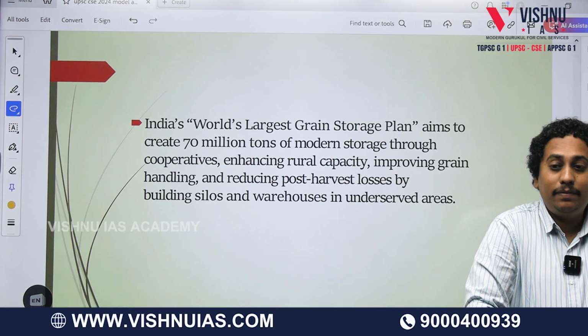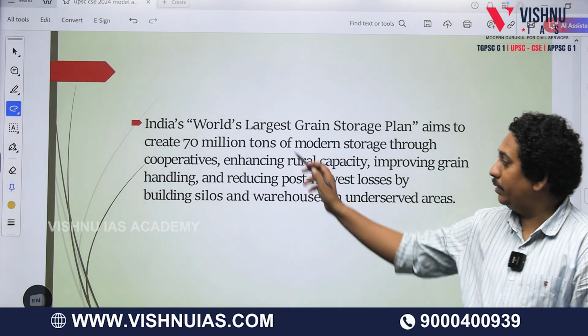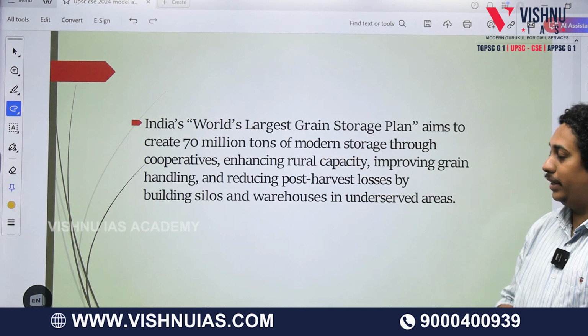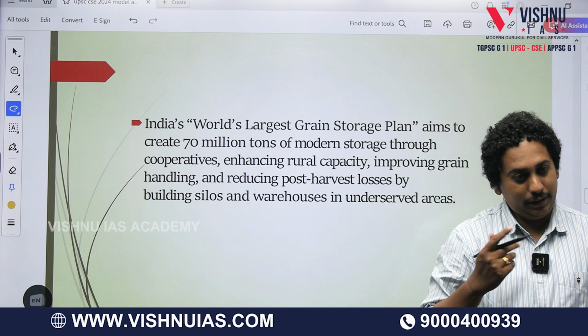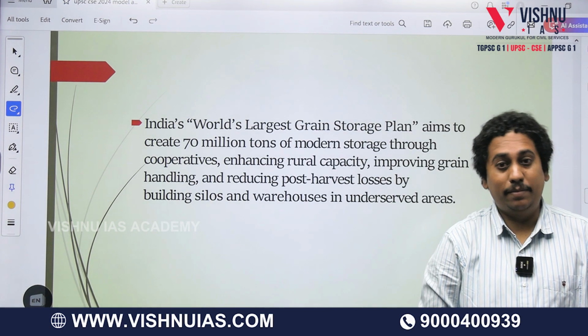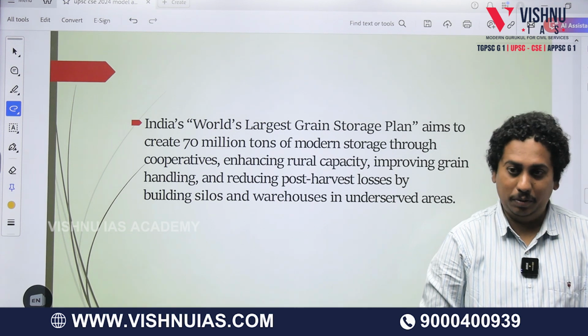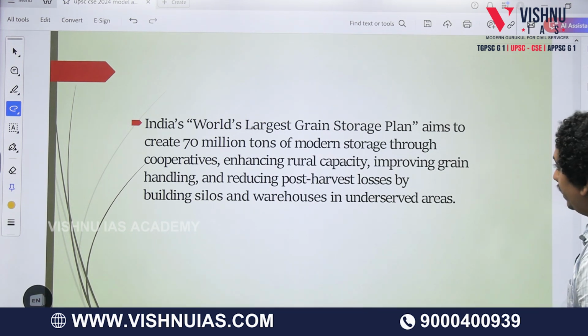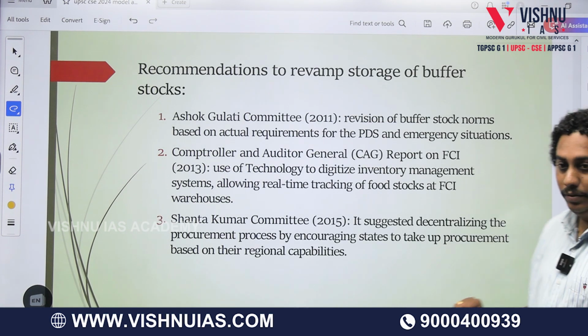At the same time, we will be having a target. What target have we set? We are going to implement the world's largest grain storage plan very soon. So to ensure food security, buffer stock plays a very, very important role. This kind of points you can mention in the conclusion section. Is that clear to all of you?